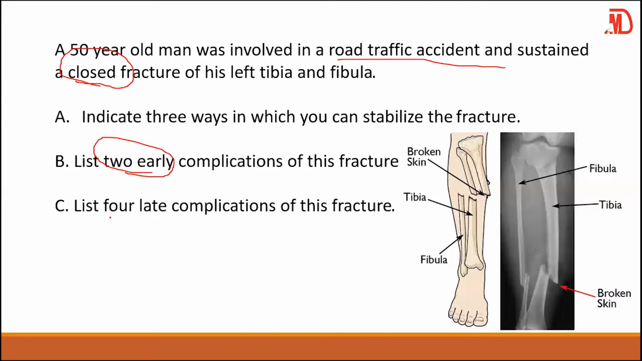For late complications, you are talking about a delayed union, non-union, malunion, and joint stiffness. So these are the possible late complications for this fracture. Normally, most fractures, these are the possible late complications that you can find. So put all of these things at the back of your head because you can always apply them in your exams.